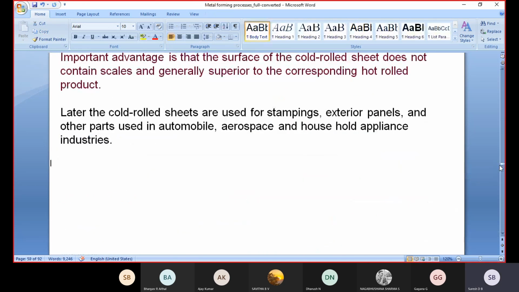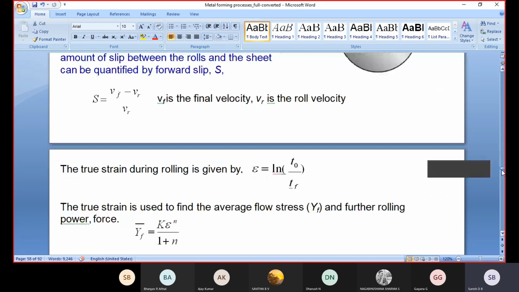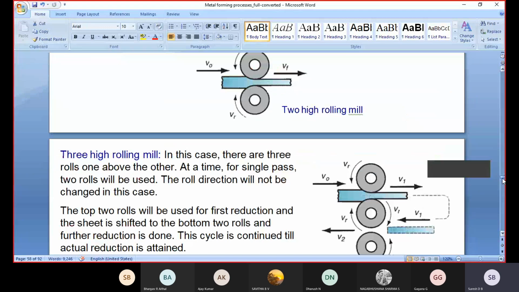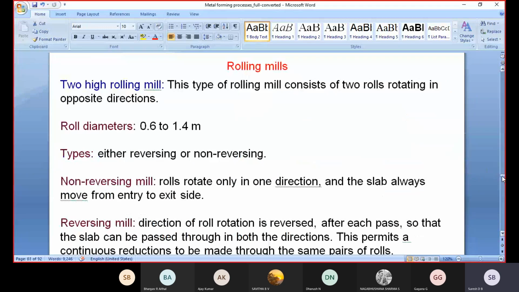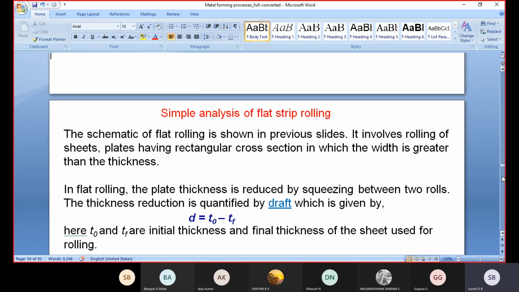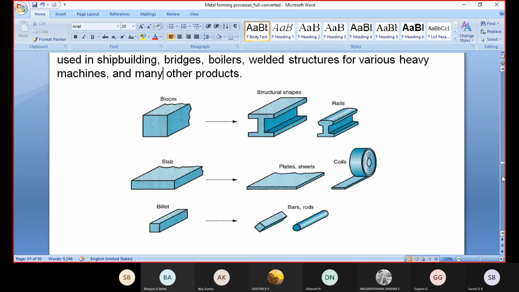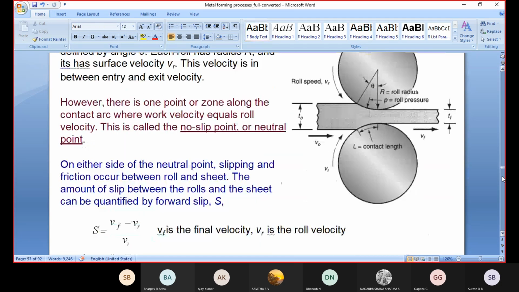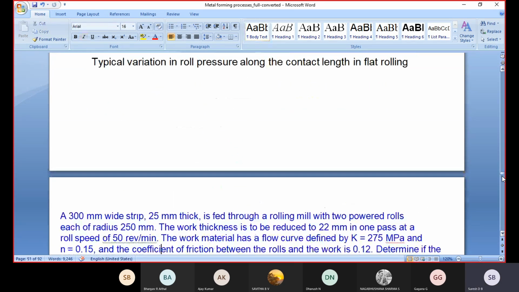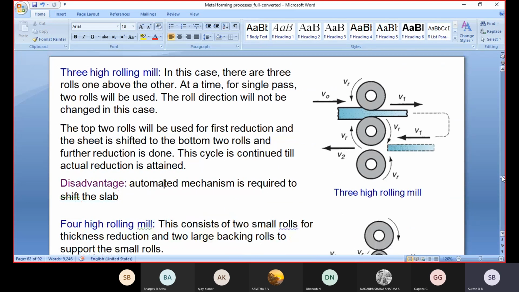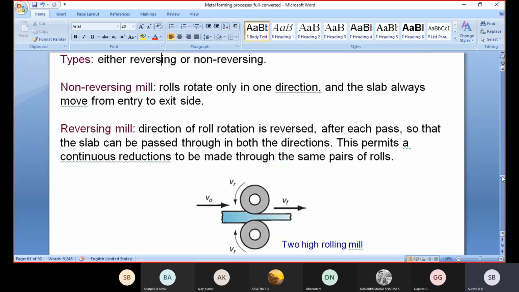Okay, next one: different types of rolling mills. This is a very important question. They can ask it for 8 to 10 marks: explain with a neat sketch the different types of rolling mills. Here, the first one is the two high roll mill, then the three high roll mill.